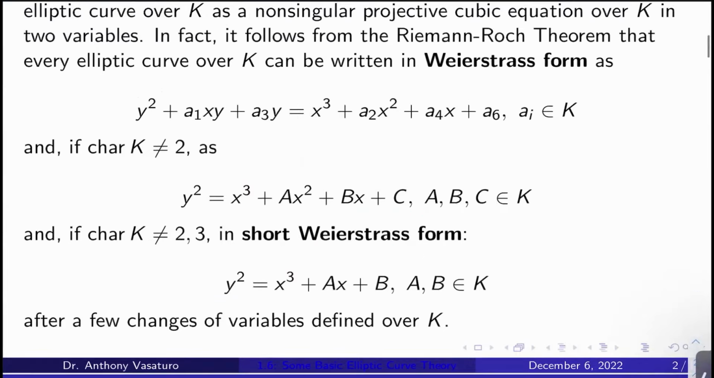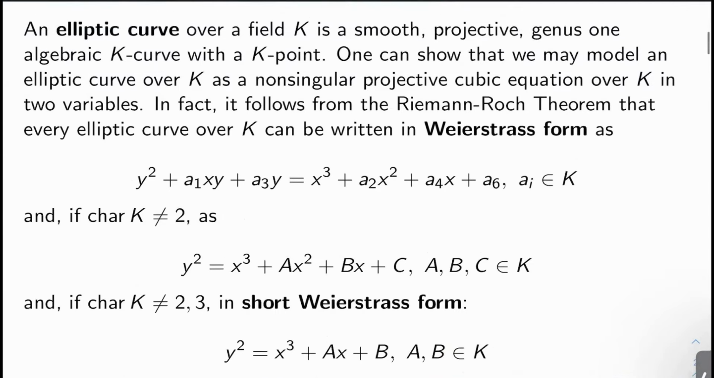And all of these can be gotten by applying a few successive changes of variables defined over K. And I'll say more about these changes of variables today, actually. One thing is these models don't have to be unique or anything like that. In fact, again, I'll say more about that in a minute.